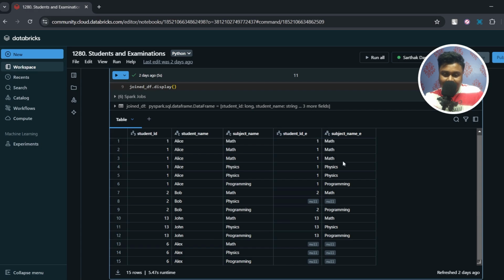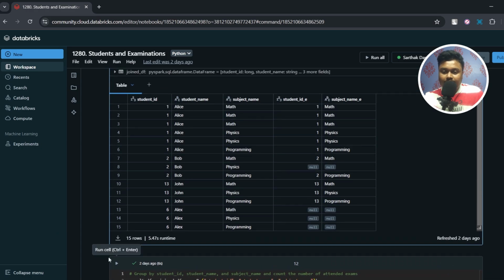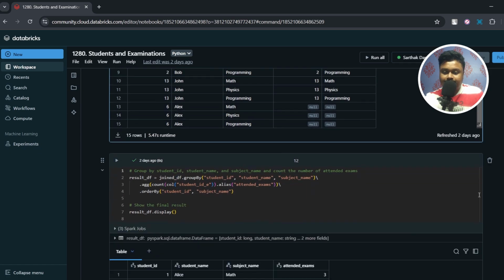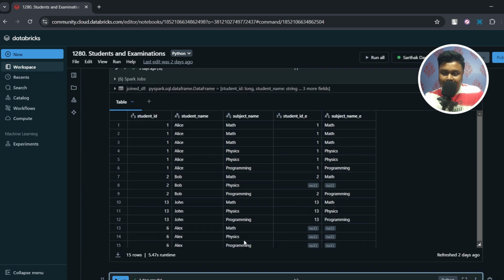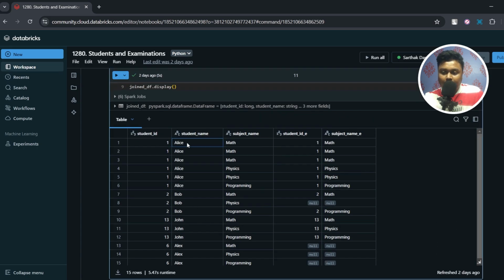Now, once we have this data available to us, all we have to do is count how many times each student has given which exam. So we are going to do a group by on student ID, student name and subject name. So basically I want to find out how many times Alice has given the exam for mathematics, how many times Alice has given the exam for physics, and same way how many times Alice has given the exam for programming. And I want to do this step for all the students.